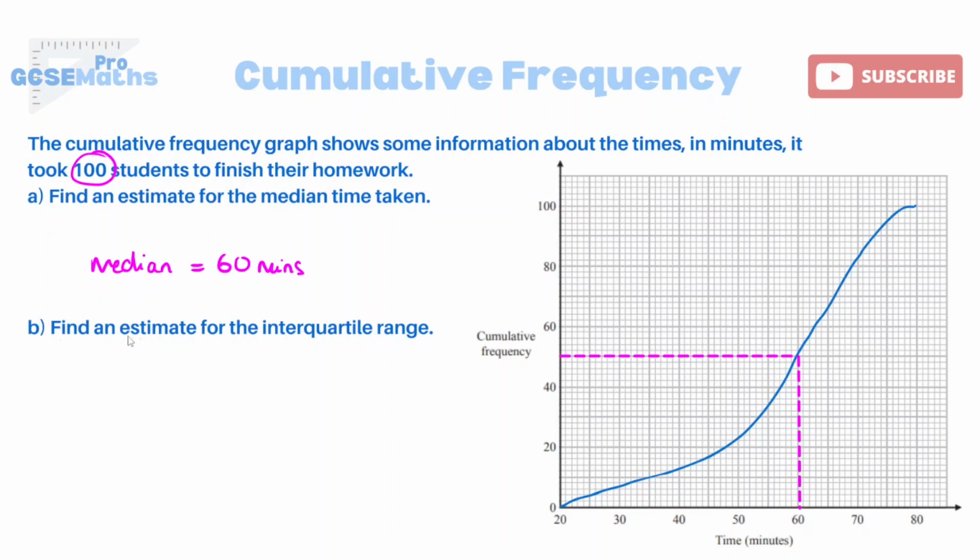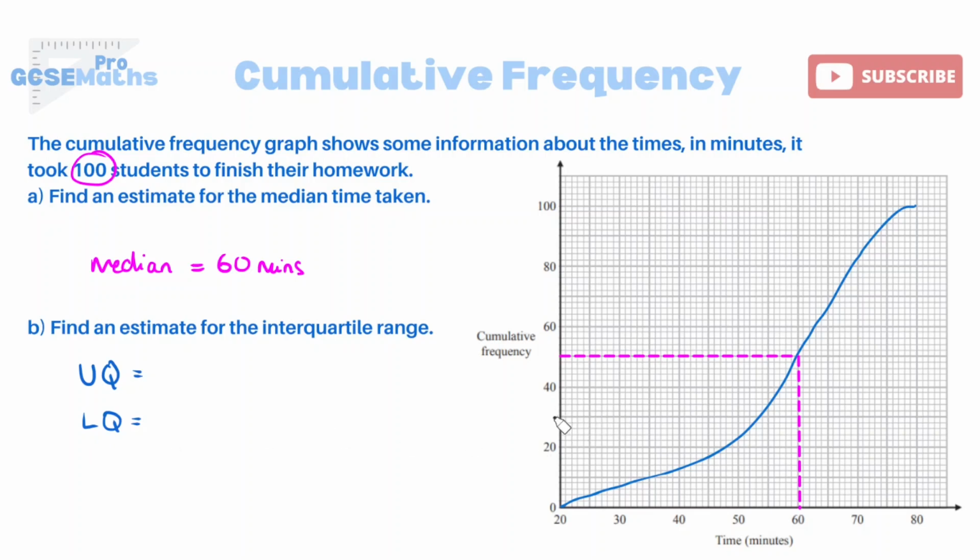Okay, part B, find an estimate for the interquartile range. So exactly what we just did in the previous question. We want to know the upper quartile and the lower quartile. So I normally start with the lower quartile because it's just 1/4, isn't it? That's the easiest one to start with, but it doesn't matter. So we've got 100 students. 1/4 is 25, isn't it?